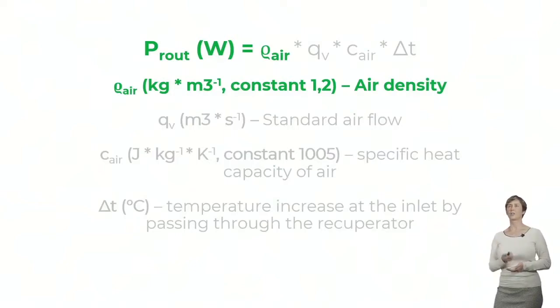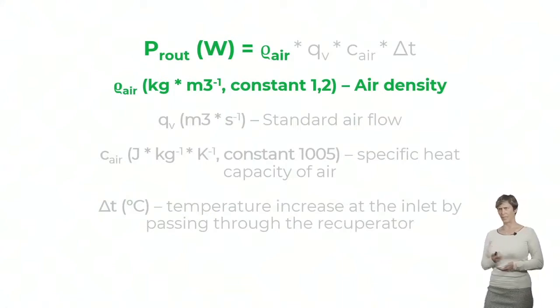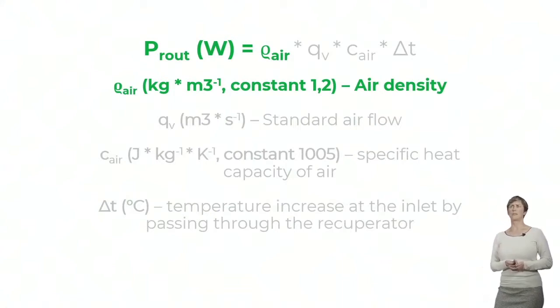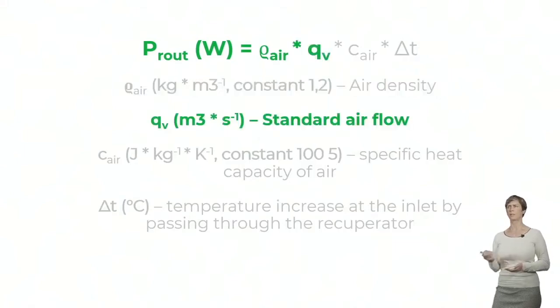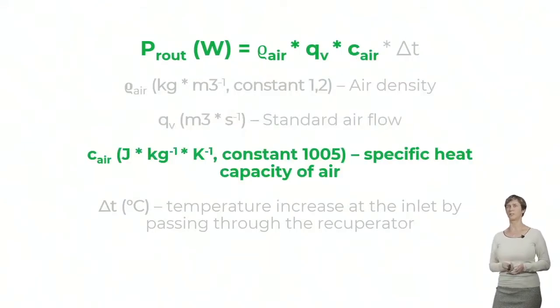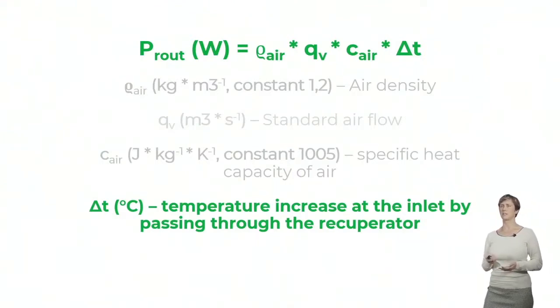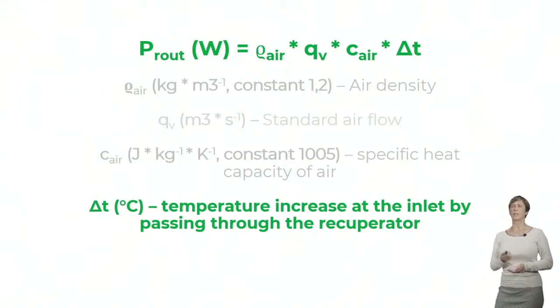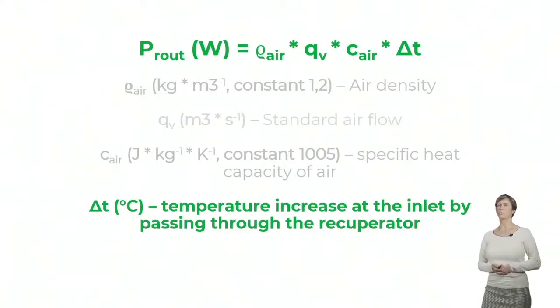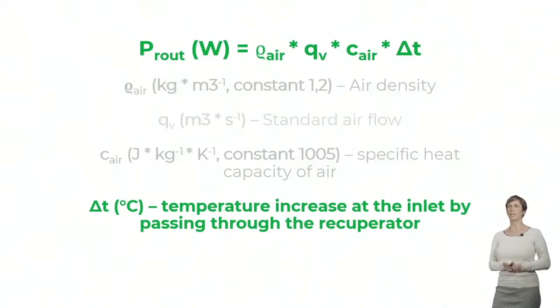We are calculating in cubic meters per second. Then we have a constant 1005, the specific heat capacity of air. And that's the amount of energy we need to heat up 1 kilo of air by 1 degree Kelvin or Celsius, doesn't matter. And then we have delta T, that's how much the exchanger is efficient. Its temperature increased at the inlet side by passing the air through the recuperator. If we multiply all these values, we will get the energy which we get from the recuperation process.